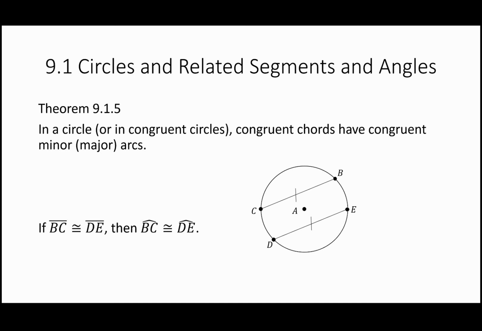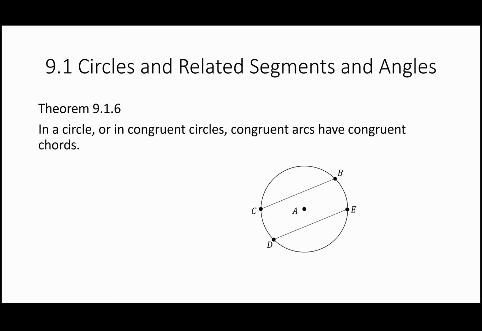So that is to say that using the same theorem, you could conclude that arc BEDC is congruent to arc EBCD. Those are the major arcs associated with those two chords that are congruent. Okay, cool. Next one. Basically, it's the converse.